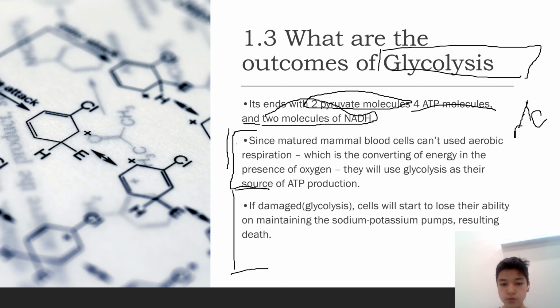The third usefulness of glycolysis concerns what happens with damaged glycolysis. So this is the good usefulness, and now the bad. What happens when glycolysis is damaged? When glycolysis is damaged, cells will start to lose their ability to maintain the sodium-potassium pumps, which are a type of pump in the cells, resulting in death.